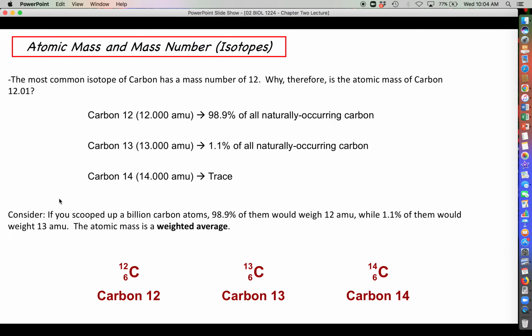So basically the idea here is that if you scooped up 1 billion carbon atoms, 98.9% of them would weigh 12 AMUs, 1.1% of them would weigh 13 AMUs, and then a very, very small percentage of them would weigh 14 AMUs. So if we average those billion carbon atoms together, the average mass of those billion carbon atoms would be about 12.01 AMUs.